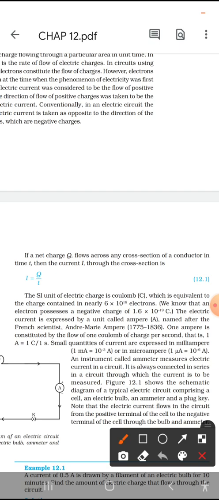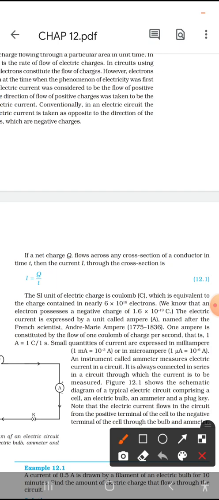Sorry. 1 milliampere is 10 to the power of minus 3 ampere. Yes, not angstrom. It is 10 to the power of minus 3 ampere. My mistake. Or in microampere, 1 microampere is equal to 10 to the power of minus 6 ampere. So an instrument called ammeter measures electric current in a circuit.